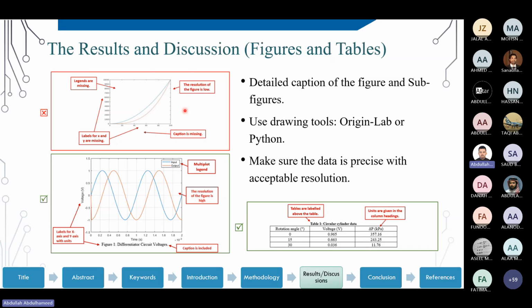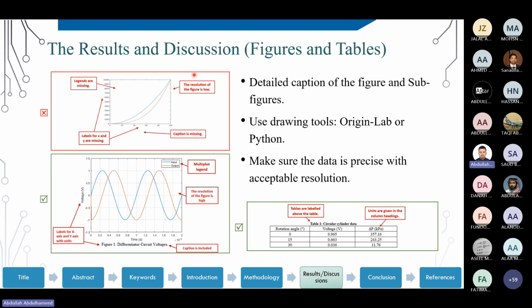I cannot understand. So you need to add a caption like this. You see it, Figure 1, differentiator circuit voltage. So okay, now I understand. This circuit is a differentiator. The red is the input of the signal and the output is the other one. So now I understand what this figure is about.